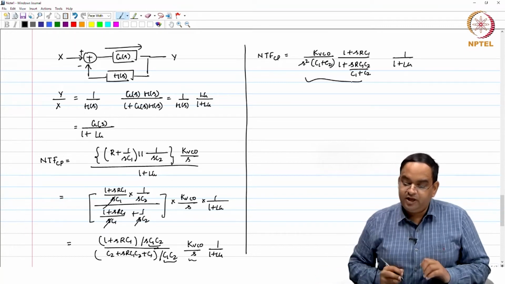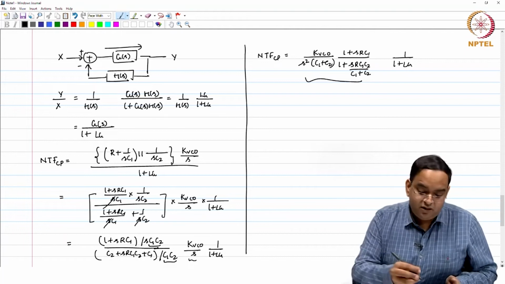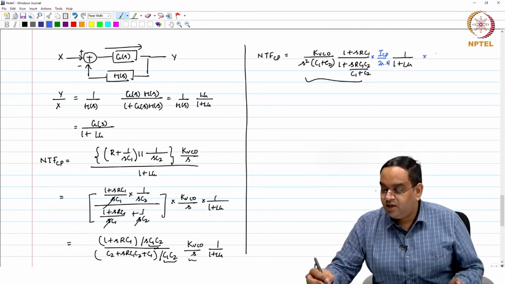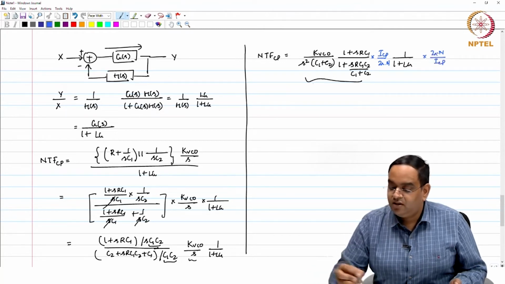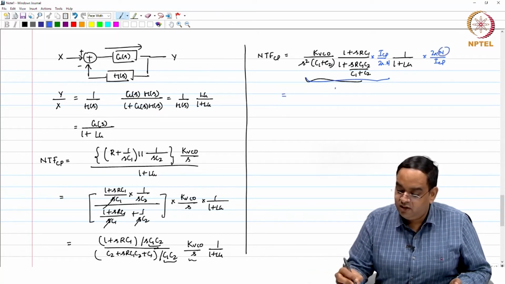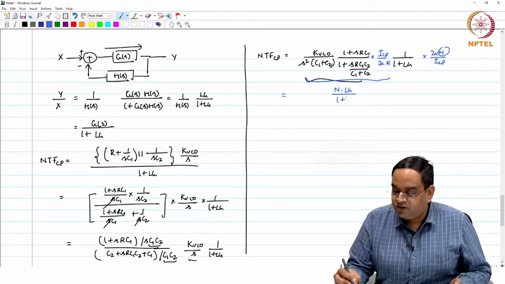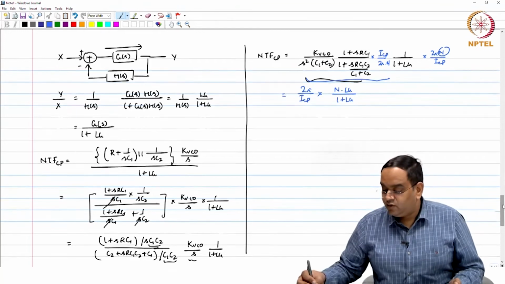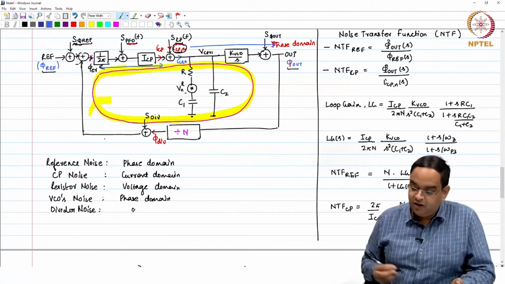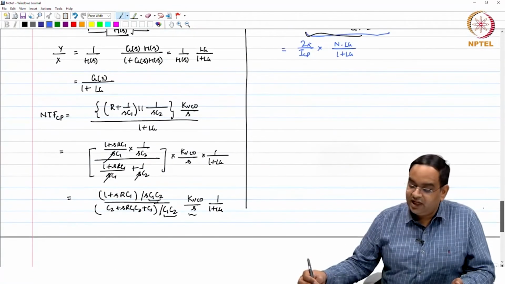Now, what is missing from this particular term? What is missing is only ICP by 2 pi times n. So I am going to multiply and divide by 2 pi n divided by ICP. Now, this becomes your loop gain. So what I see here is you take n from here: n times loop gain by 1 plus loop gain into 2 pi by ICP. This is what we directly wrote previously. Okay, so you see the NTF of the charge pump.